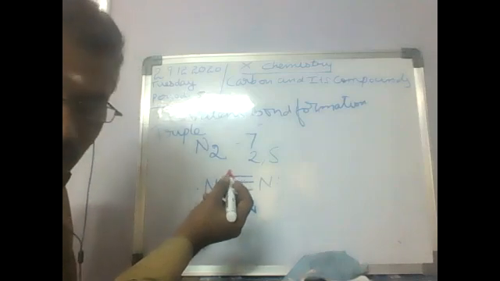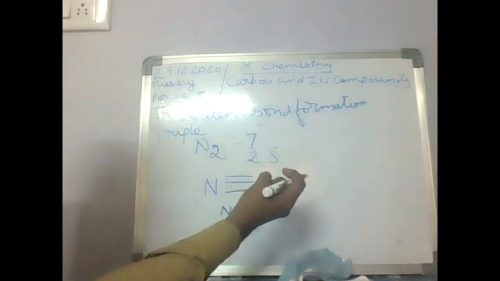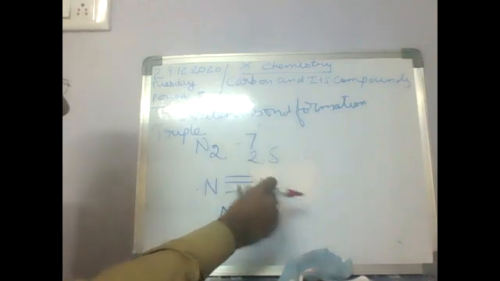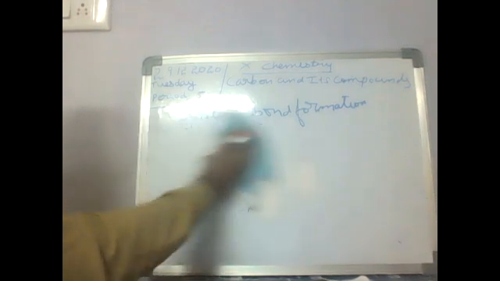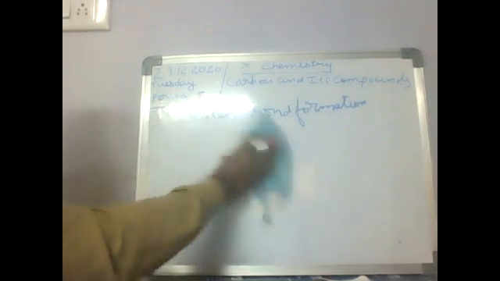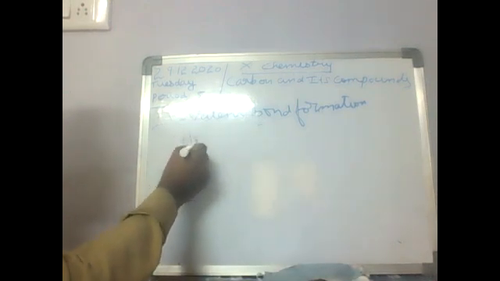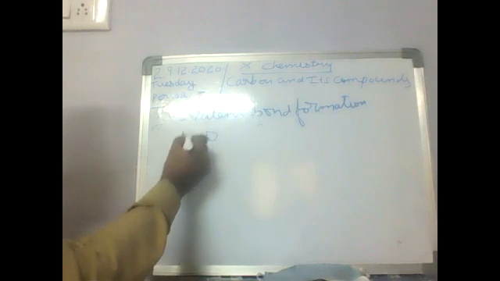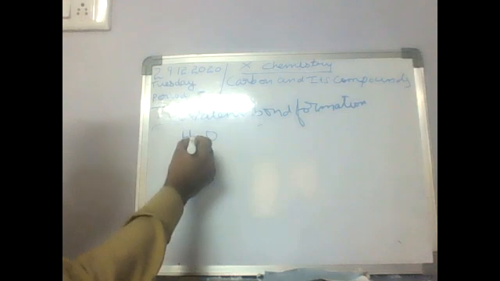Okay, so I gave examples for hydrogen, oxygen, and chlorine separately. Now we can go for water. How is water formed? You can show that. What is the molecular formula of water? It is H2O. The molecular formula of water is H2O.